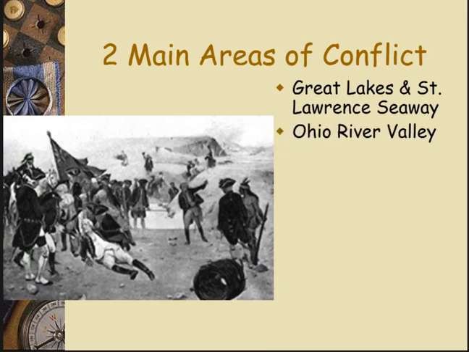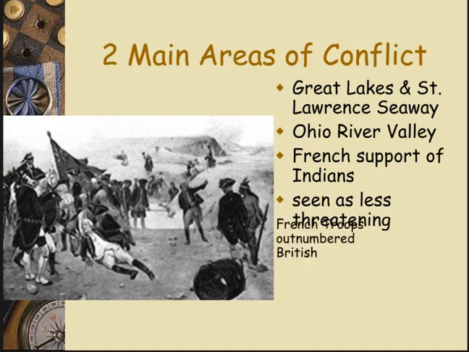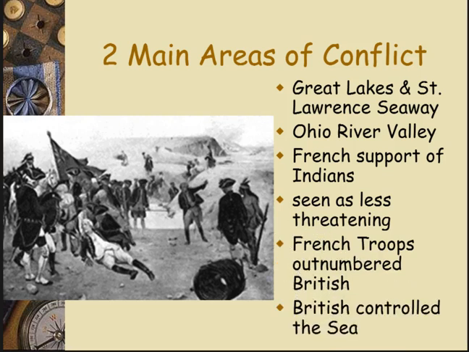So the two main areas of conflict, we still got a couple of minutes, the Great Lakes and the St. Lawrence Seaway, the Ohio River, and of course the French get the support of the Indians, who see them as less threatening. Now, the French troops outnumbered the British troops, but the British had the Navy. And the British Navy begins to cut off the French supplies going up the St. Lawrence River, and begins cutting off their gunpowder and stuff like that that they needed. And that's really the turning point of the war.